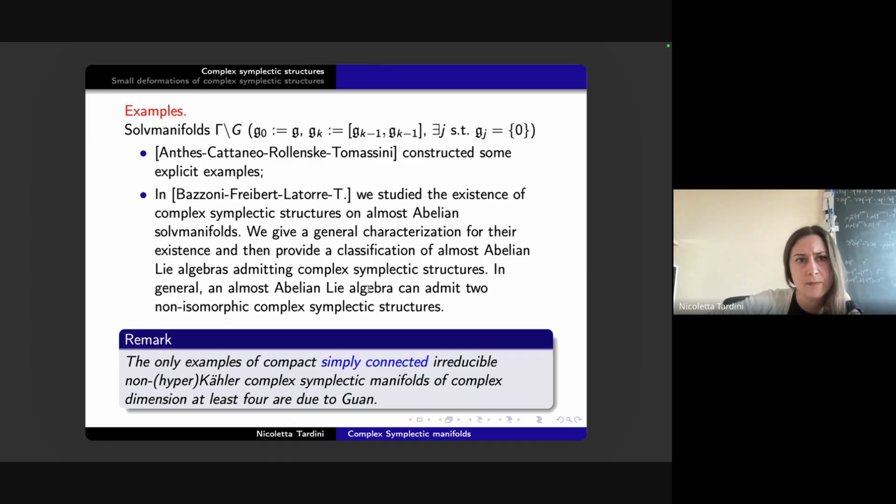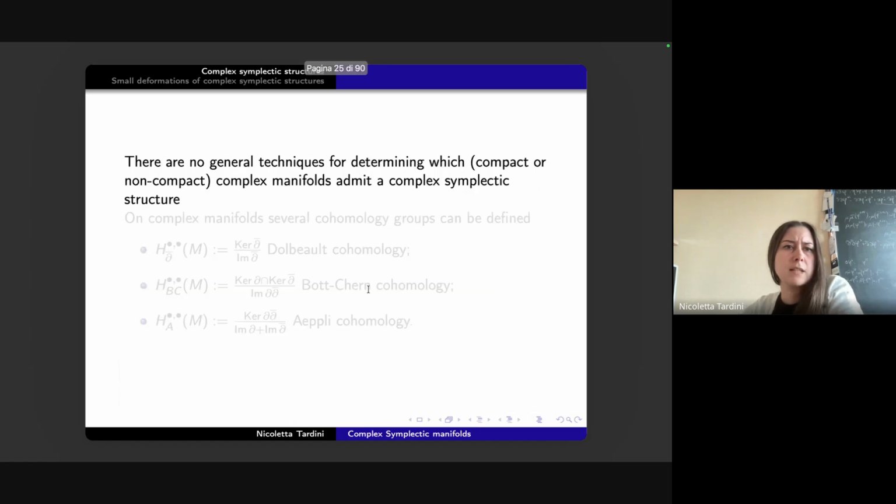Interestingly enough, the construction of Guan starts from nilmanifolds, but then the examples are not easy to construct. And they are the only ones, as far as I know, that are simply connected. And this somehow is because we don't have general techniques to understand whether a complex manifold admits a complex symplectic structure.